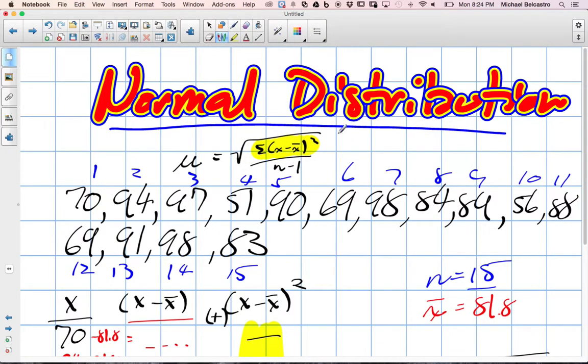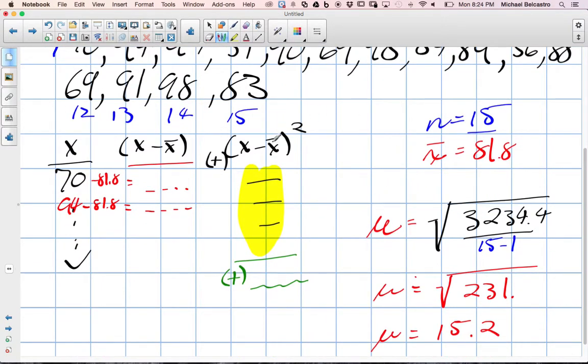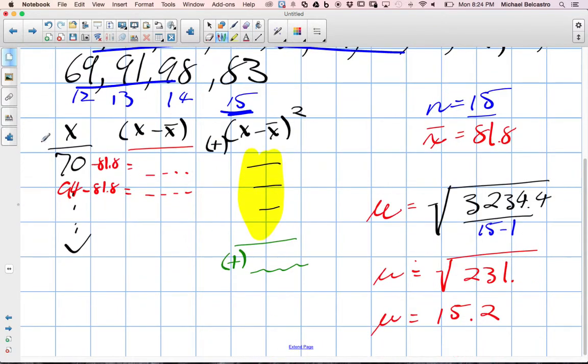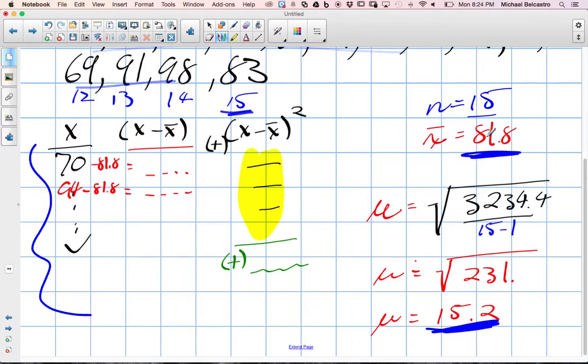At normal distribution, there's a whole bunch of data here with a bunch of notes, and we just ran it through standard deviation, right? So we're going to take this info. This was all of the data we had to start. There's 15 points, and we built our standard deviation chart, and we discovered our standard deviation to be 15.2. And our mean, which is really important, was 81.8.